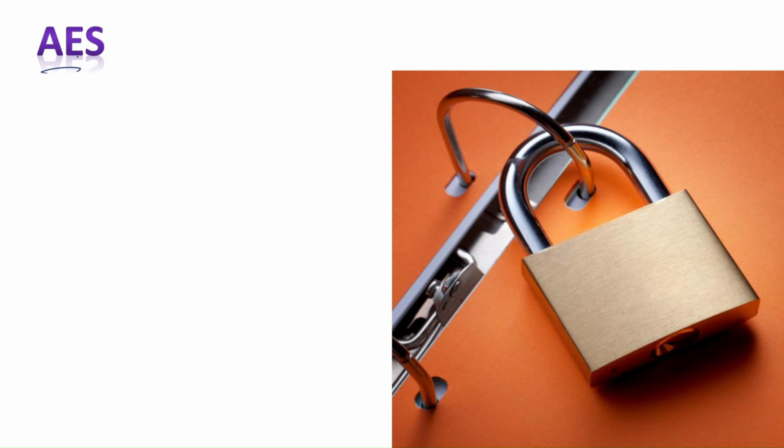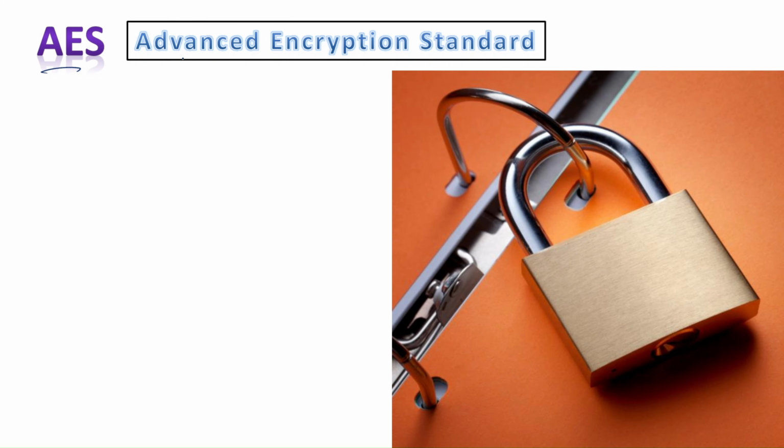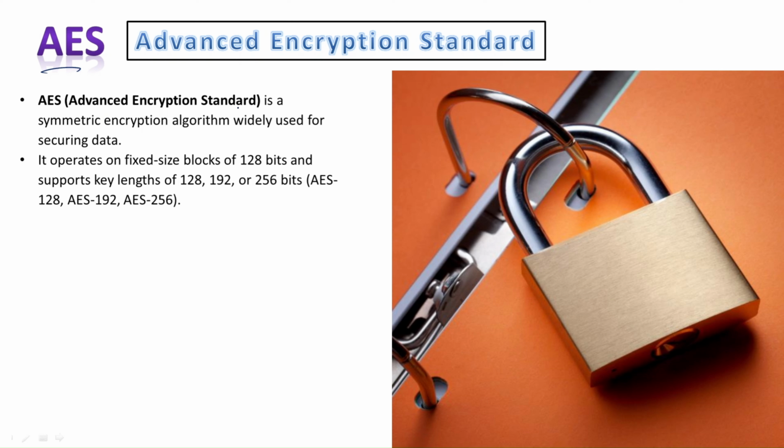Next is AES, that is Advanced Encryption Standard. AES is a symmetric encryption algorithm widely used for securing data. A symmetric encryption algorithm is the type of encryption where the same key is used for encryption as well as decryption. It operates on fixed-size blocks of 128 bits and supports key lengths of 128, 192, or 256, known as AES 128, AES 192, and AES 256.